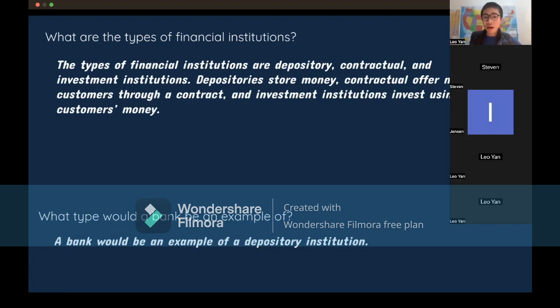The last type of financial institution is an investment institution. So an investment institution is an institution where they take the customer's money and they use that money to invest, because technically we can all invest, right? I can invest, you can invest, he can invest, she can invest, they can invest, right? So we can all invest. But the problem is we don't have a way of knowing how to invest the best. We don't know how to invest in the best companies that would actually make us money and not lose money.